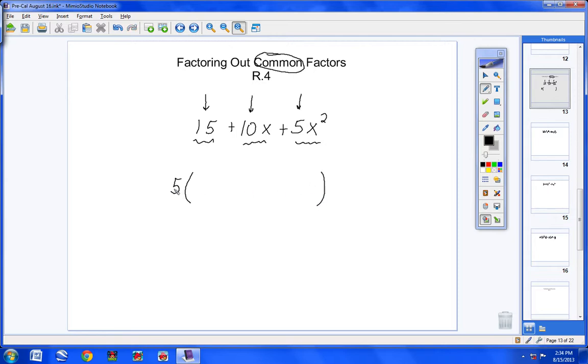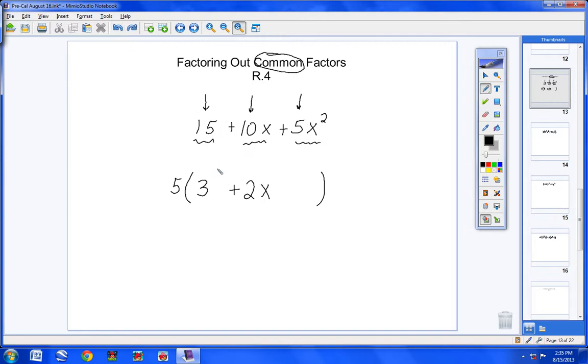And here's what you do. You take this number here, and you say, okay, 5 times what would give me 15? 3. So you put a 3 here. 5 times 3 gives me 15. Now, we come over here. 5 times what would give me 10x? Well, 5 times 2x. Isn't that right? 5 times 2x would give me 10x. So you put a 2x here.